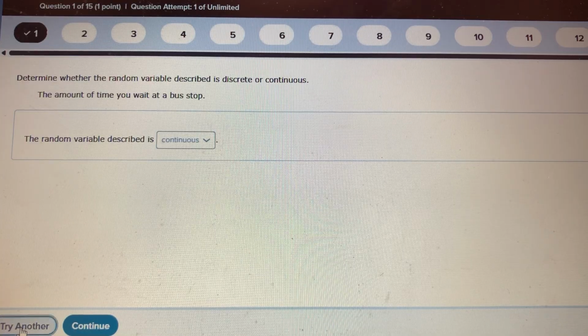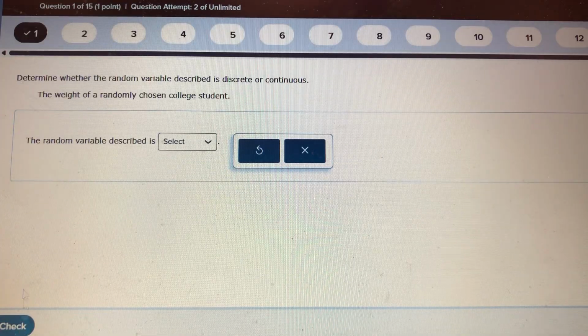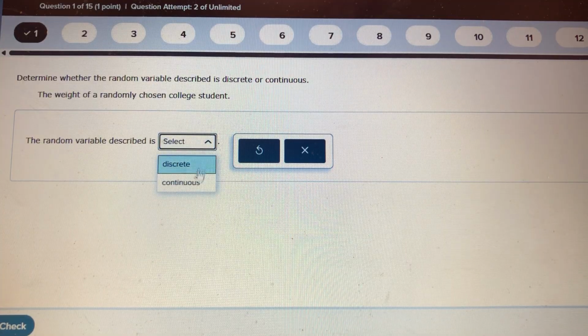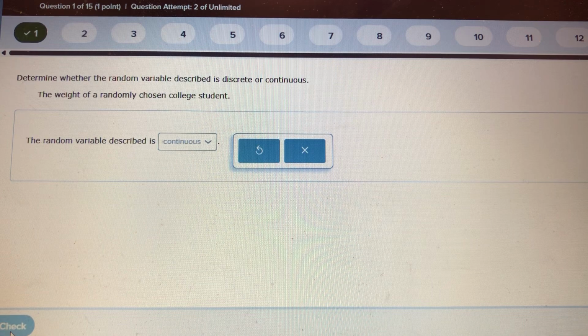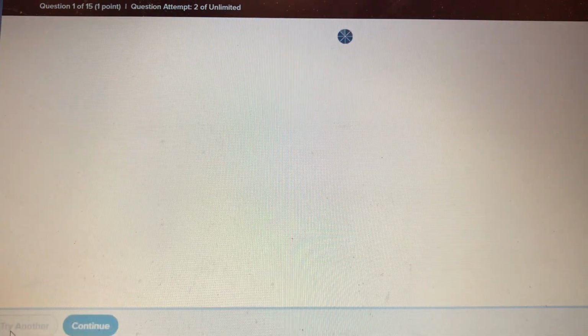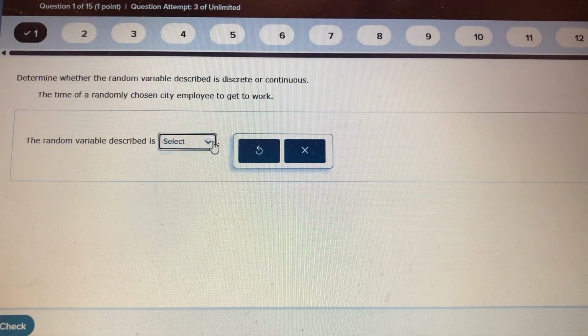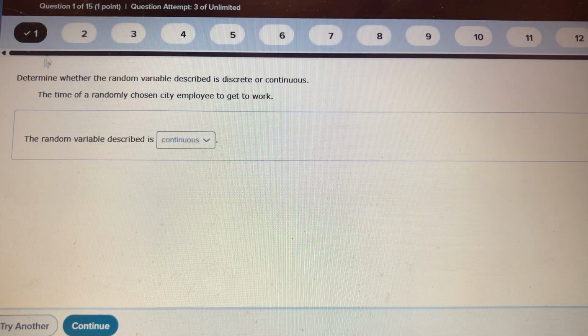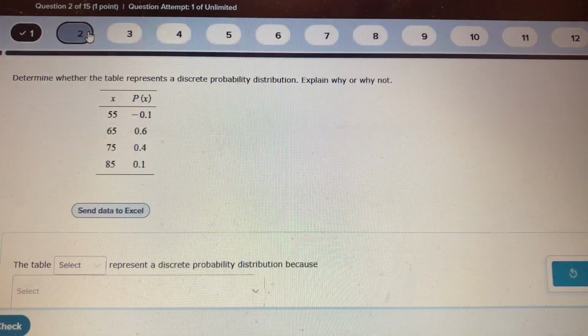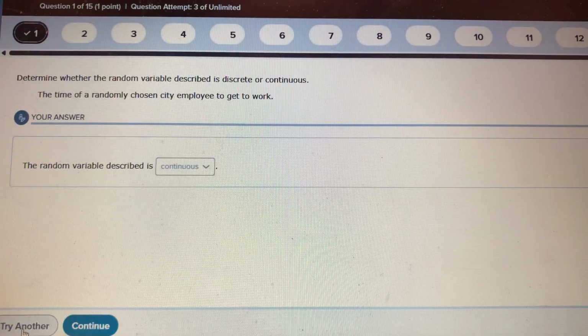Now if I try another one, maybe I get discrete this time. Weight of a randomly chosen college student, weight is another measurement, so that's continuous. Try another. Time is continuous. Maybe this one's always continuous no matter how many times I try it. So the number 2, the different one? No, okay. See, this is a probability distribution here, but let me try one last time, see if I can get a discrete one.